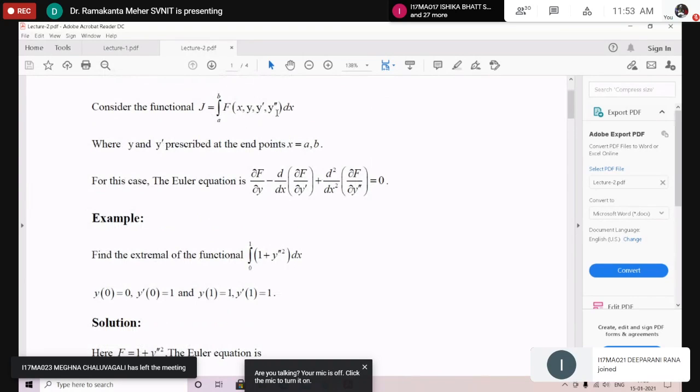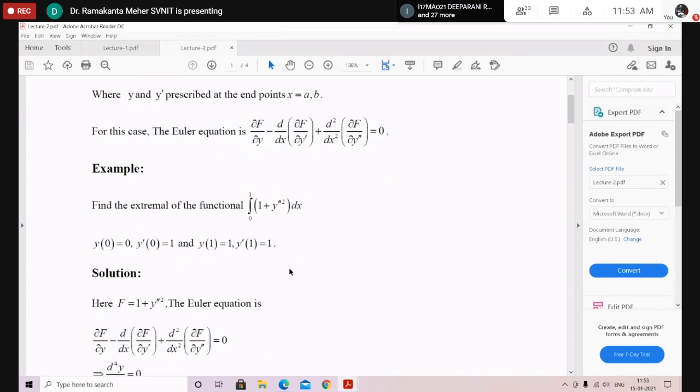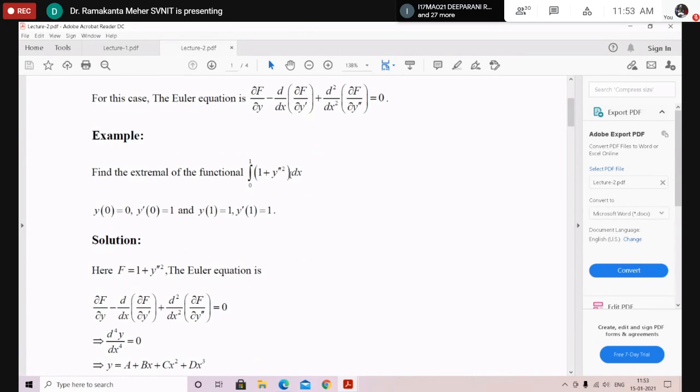If you are taking up to nth order, in the same way, we need n conditions at the initial point as well as n conditions at the boundary points. So since here f equal to 1 plus y double dash square, these are the conditions.